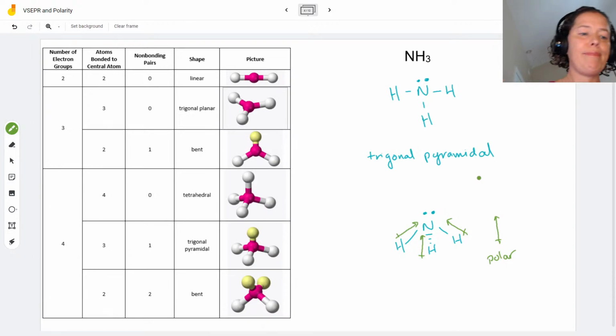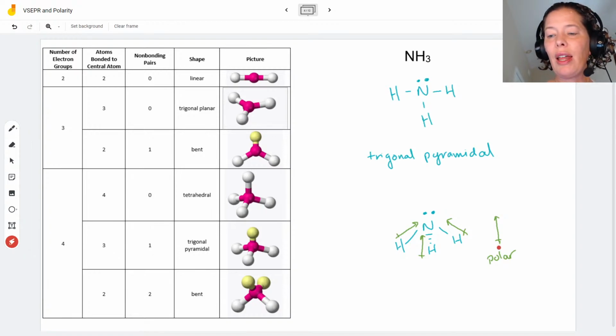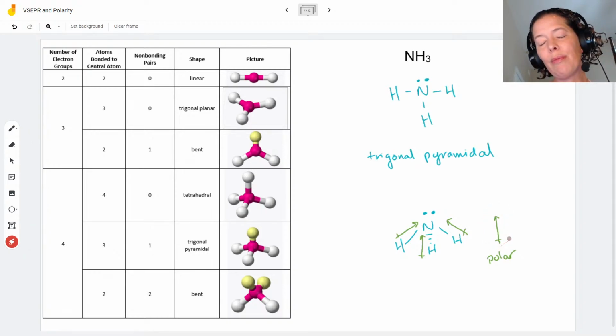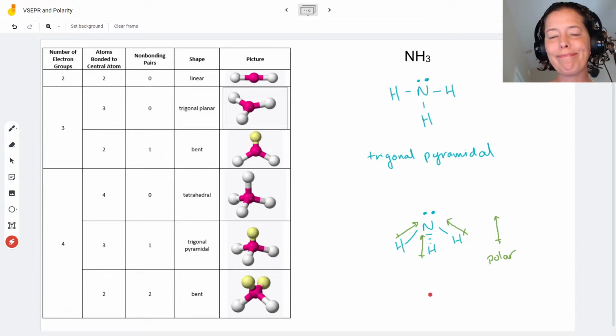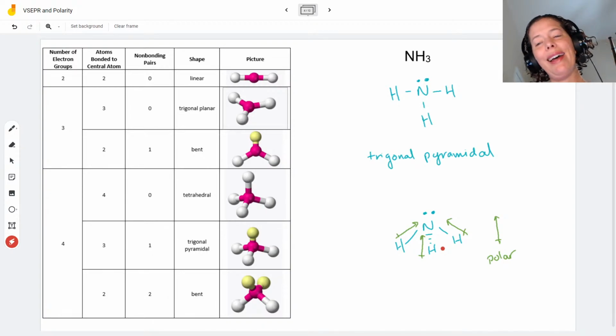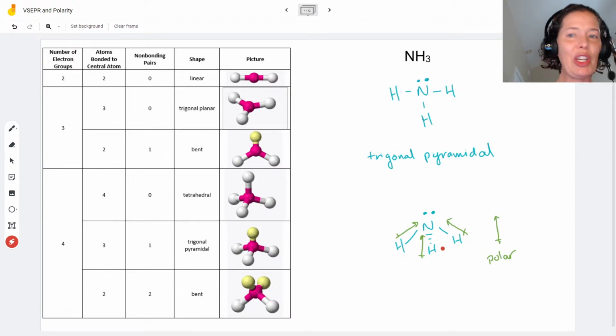Now, I do want to mention that drawing this dipole moment pointing up corresponds to the way that I have drawn this ammonia molecule. If you had flipped this 180 degrees, then obviously your arrow would change direction too. So just be aware of that. Okay, so ammonia wasn't quite as bad as methane was, but are there any questions? Okay, good.